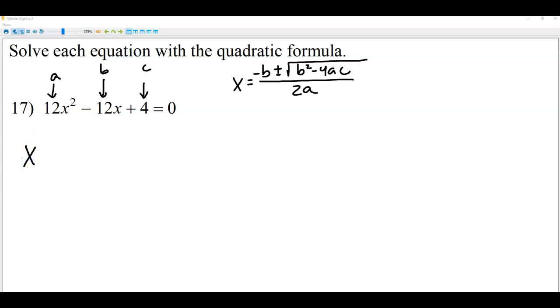Now, you don't have to do this first step that I'm about to do, but it is pretty helpful. Notice that these numbers are pretty big, first of all. But notice also they can all be divided by something. What can 12, 12, and 4 all be divided by? They can all be divided by 4, which I'm allowed to do since I'm doing it to both sides of the equation, and I end up with this instead.